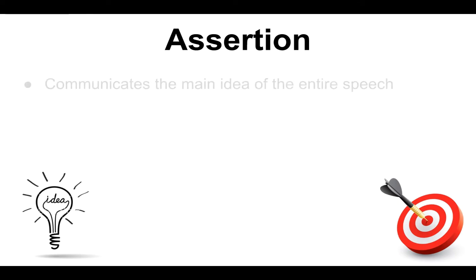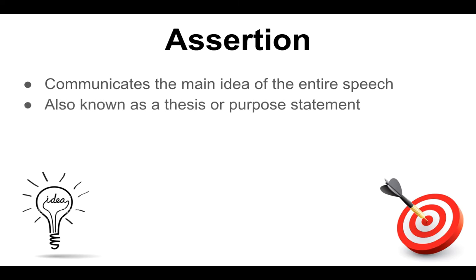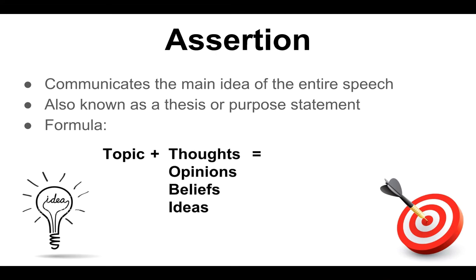And then that brings us to the assertion. This is that one sentence that communicates the main idea and the main point of your entire speech. It's also known as a thesis or a purpose statement. And there's a specific formula that you can follow to create a consistent and awesome assertion every time. That's by establishing and communicating your topic, and then establishing either your thoughts, your opinions, your beliefs, or your ideas, and that creates your assertion. So one sentence that clearly communicates your topic and where you're going with your speech in one sentence.